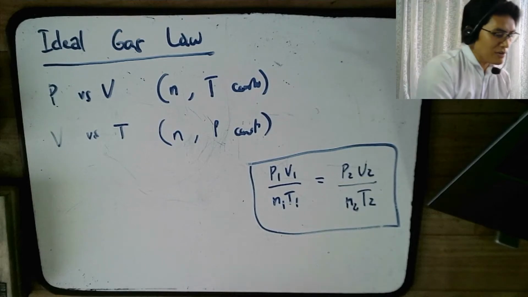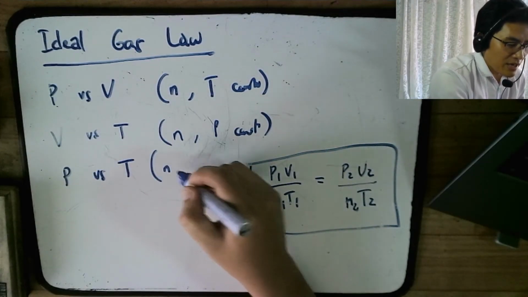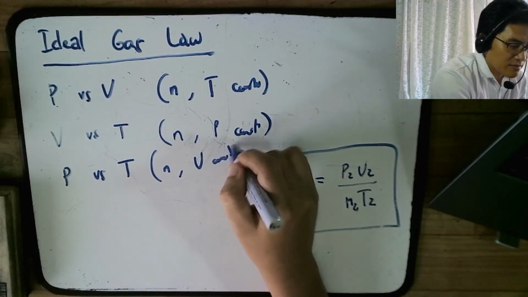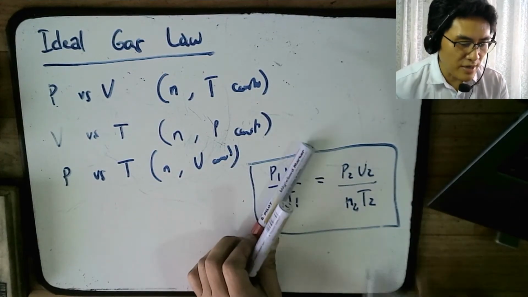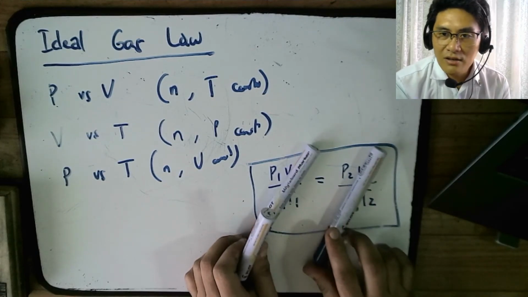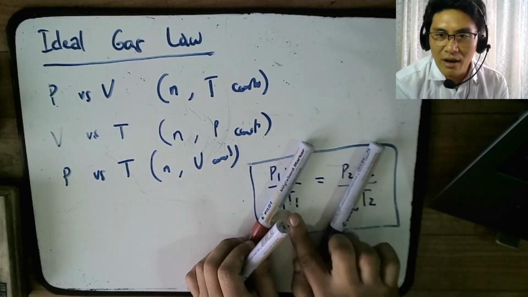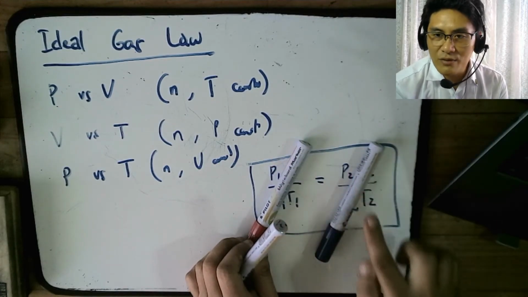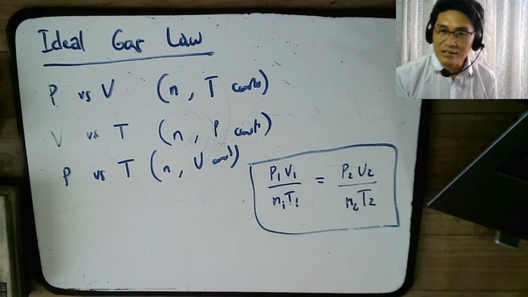And then if you have Gay-Lussac's law, you're looking at P versus T, and then you're keeping again n and V constant. So what does that mean? You just simply need to erase V and n, because they are constant after all. So what does that give you? That gives you P1 over T1 is equal to P2 over T2. And guess what? That is Gay-Lussac's law.